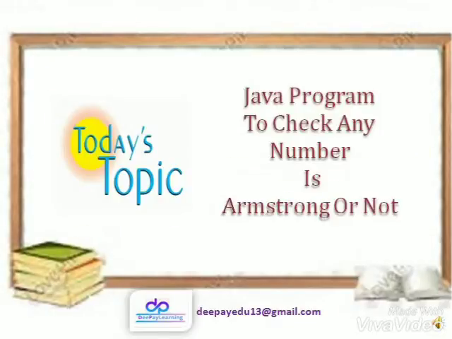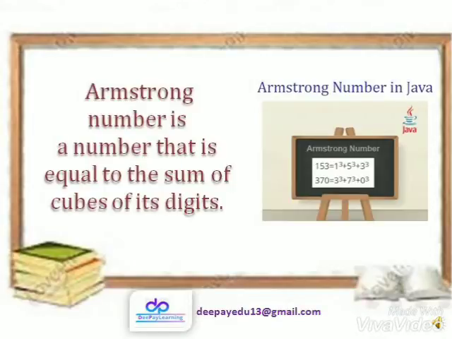So in today's lecture, we will learn about Armstrong numbers and then implement the logic to check whether a number is an Armstrong number or not. Before proceeding to how to write this program in Java, I would like to explain what an Armstrong number is. An Armstrong number is a number that is equal to the sum of the cube of its digits. For example, 153 and 370 are Armstrong numbers.